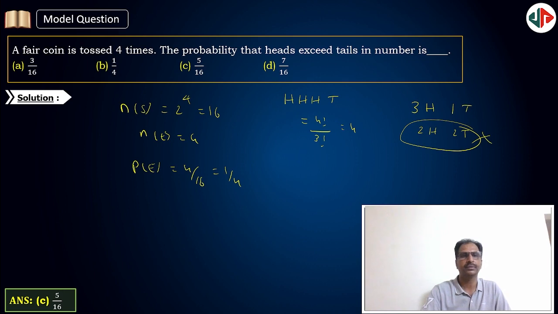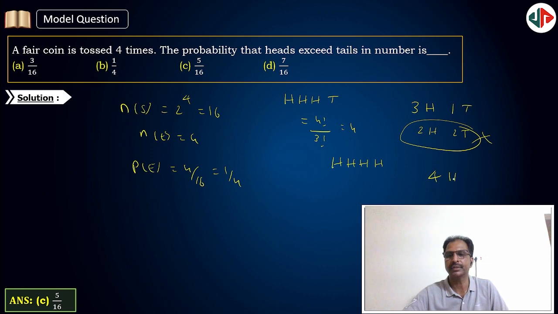So, let's see heads exceed tail number. Sorry, one more case is left over. 4 heads, 0 tails is also possible. This is only one case, so altogether 5 out of 16. Option C.